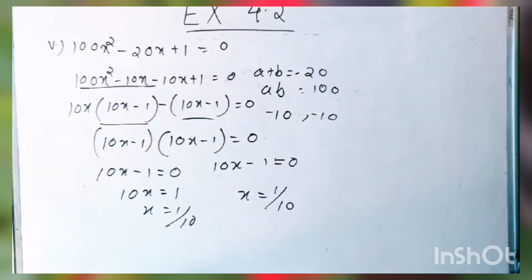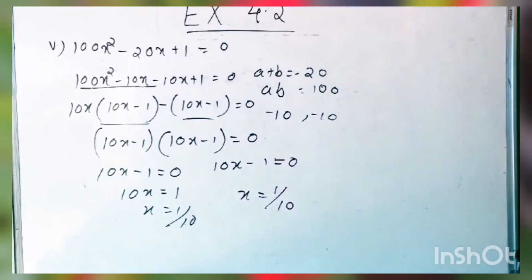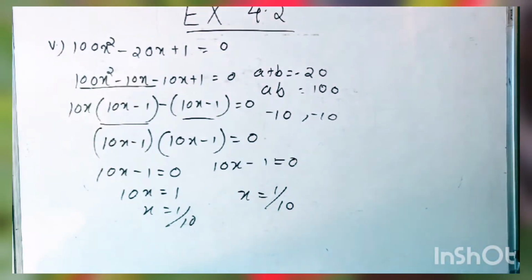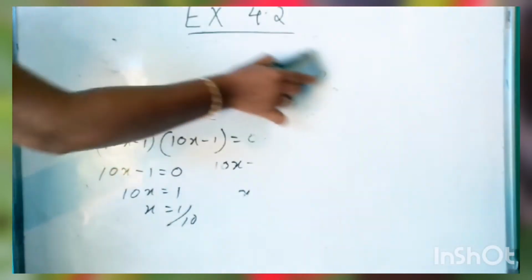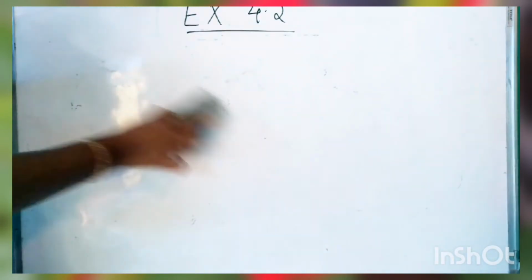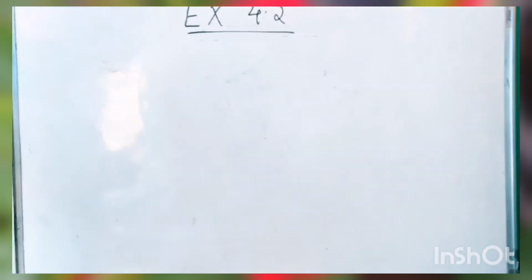Now we are going to do the third question. Third one, find two numbers whose sum is 27 and product is 182. Here the word problem is given. First we need to form the quadratic equation. After that we need to solve the quadratic equation. Okay. First, find two numbers whose sum is 27.